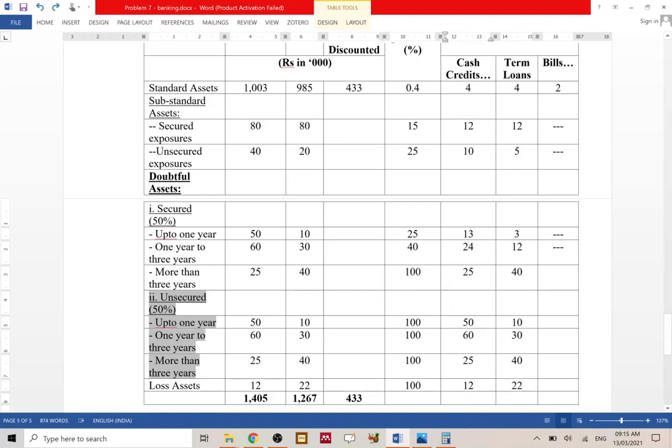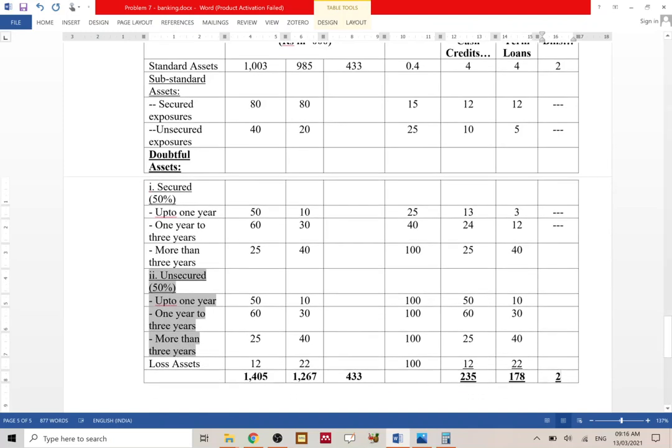In these three columns we will write the final totals. In the first one we have 235. In the next one we have 178, and finally in bills we have only 2. So these are provisions on cash credit, on term loans and on bills.